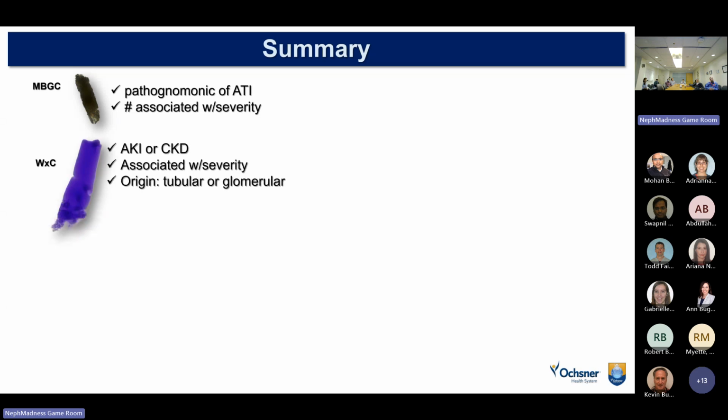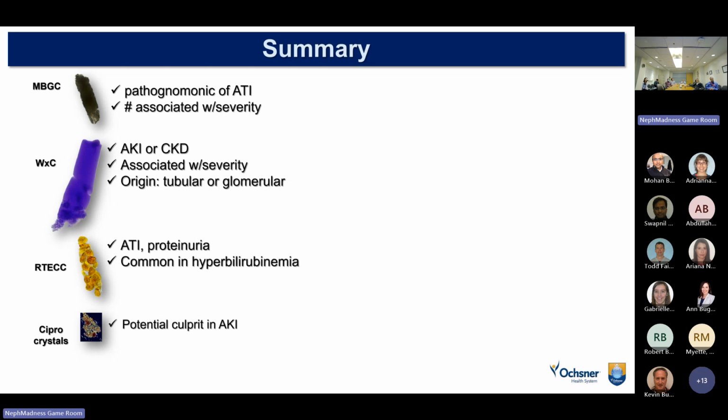All right, so in summary, muddy brown granular casts are pathognomonic of ATI. We showed you that data today, and they are associated with severity of ATN. Waxy casts could be seen either in CKD or AKI and associated with severity of injury, but the origin of them could be either tubular or glomerular. Renal tubular epithelial cell casts are common in ATI, in patients with proteinuria, and they're common in patients with elevated serum bilirubin. Sulfa crystals and other crystals could be a potential culprit for AKI.